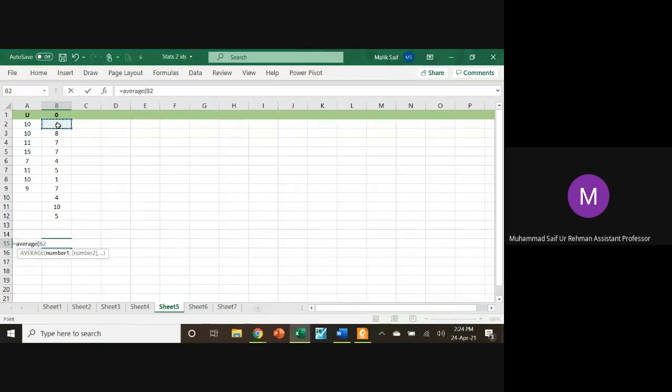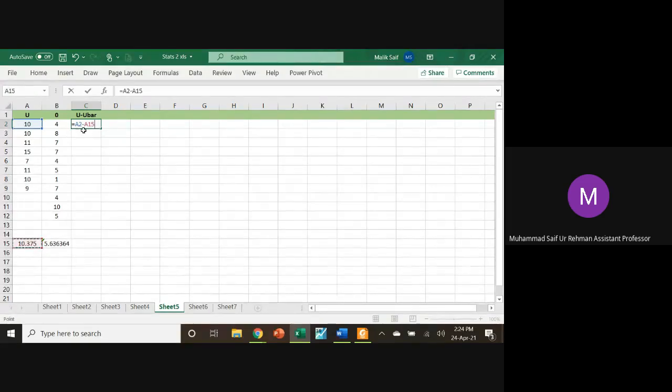Given these numbers, we are basically adding these numbers and dividing by the total number of observations. So this is the average. And then we are interested in finding out U minus U bar. So you may write down U minus U bar. Come over here, give this value, write down the equal sign, this value minus this value.